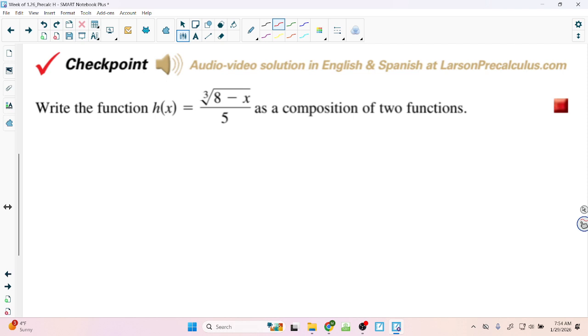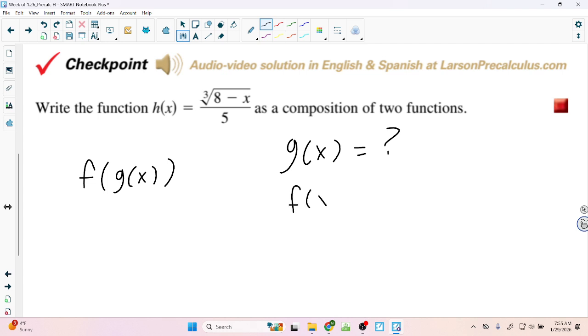Why don't you try to write this as two functions? So what I want you to do is write this as f of g of x, okay? What is g of x? And what is f of x? And yes, there can be multiple solutions. So this is what h of x is. In other words, I want you to make this into an f of g of x. What could be the inside and what could be the outside, right? What could be the function? So take a minute and try it. There's multiple correct answers. Pause the video and give this problem a shot.